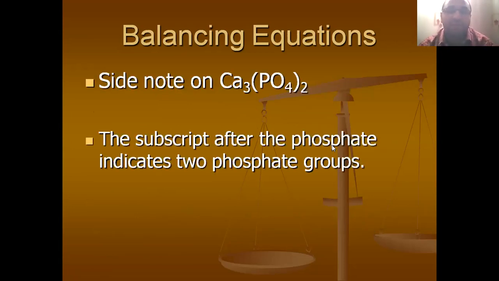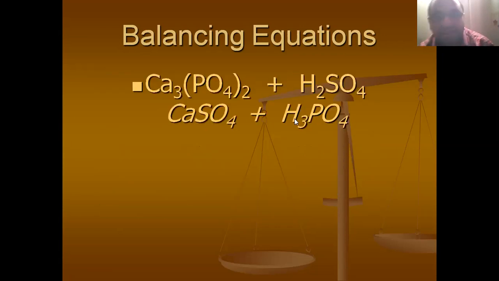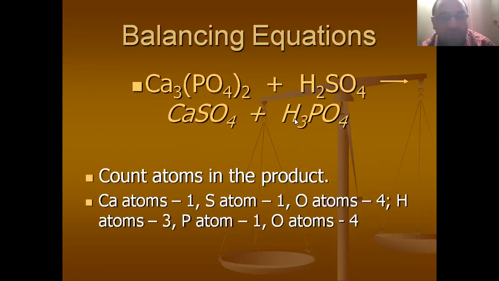The subscript after the phosphate, PO4, 2. This 2 means that we have 2 phosphate ions, okay? So we can use this in the balance. So on the left side, we have 3 calcium and 2 phosphate ions, 2 hydrogen ions, and sulfate, SO4, 1 sulfate. Let's move to the right side. We have 1 calcium, 1 sulfate, 3 hydrogen ions, and 1 phosphate ion.